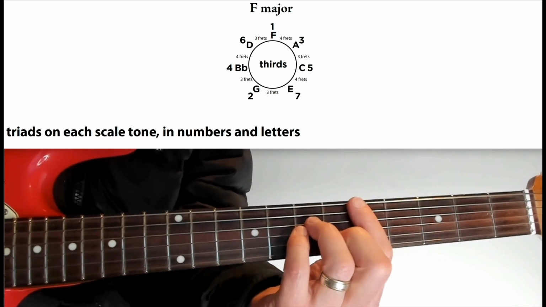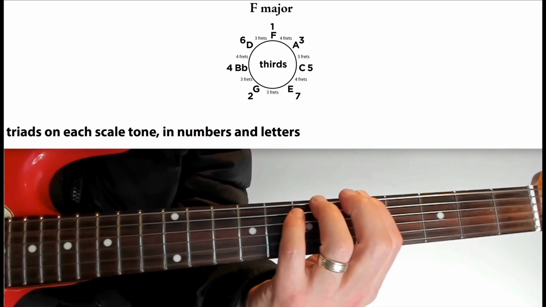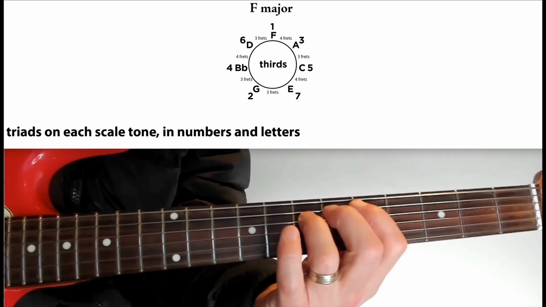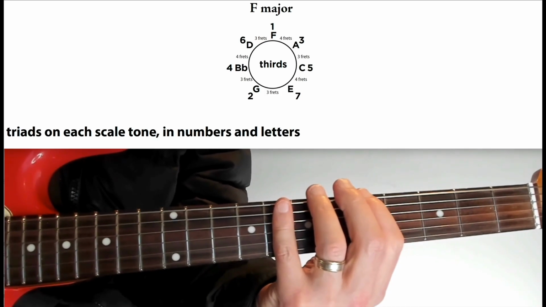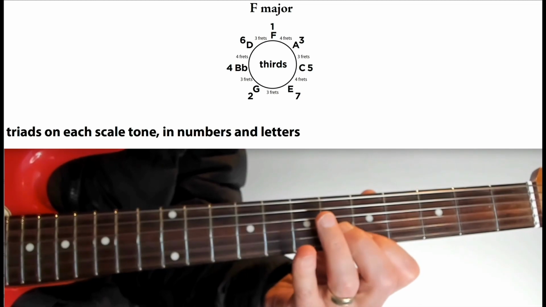The 6th chord is D minor. In numbers, that's 3, 6, 1, 3, 6, 1, 3. And in letters, it's A, D, F, A, D, F, A.